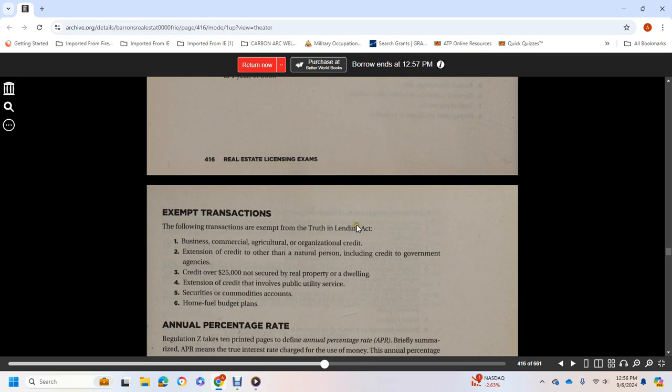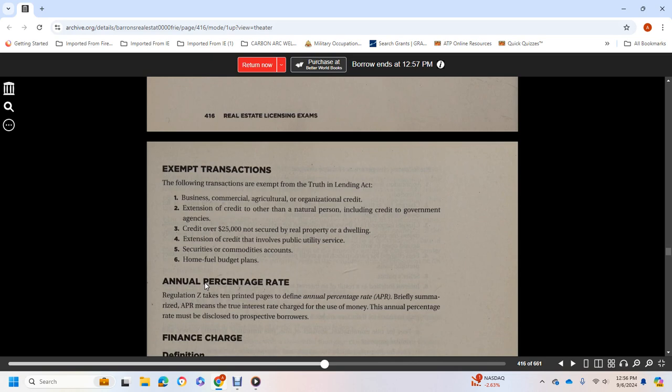Business, commercial, agricultural, and organizational credit; extensions of credit to other than a natural person, including credit to government agencies; credit over $25,000 not secured by real property or a dwelling; extensions of credit involving public utilities; credit for the security of commodities accounts; and home fuel budget plans.